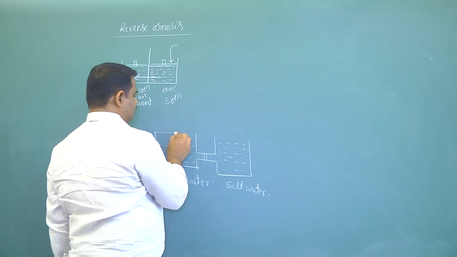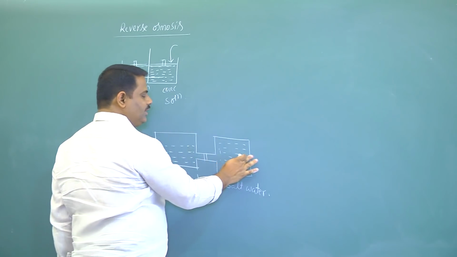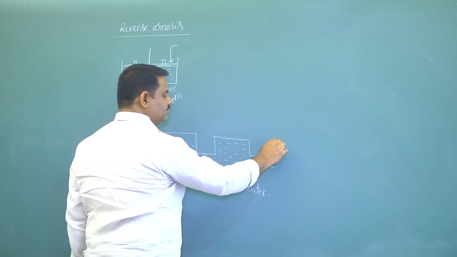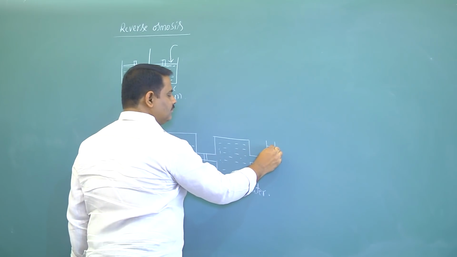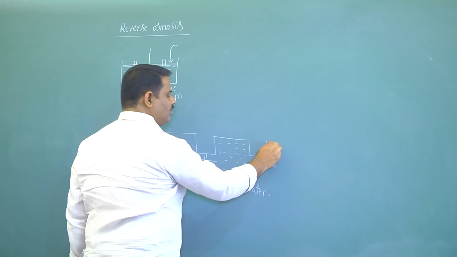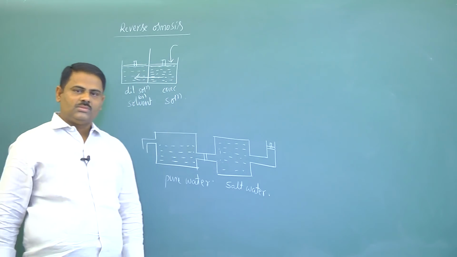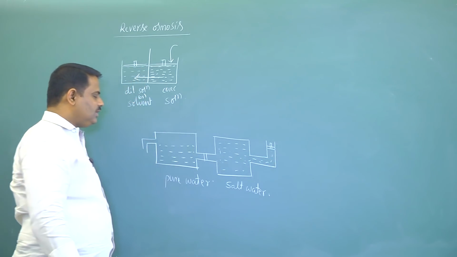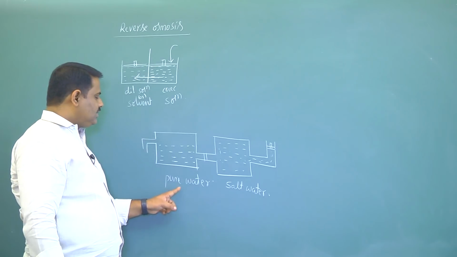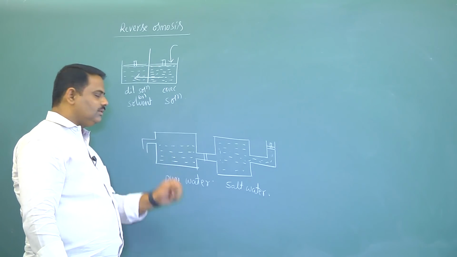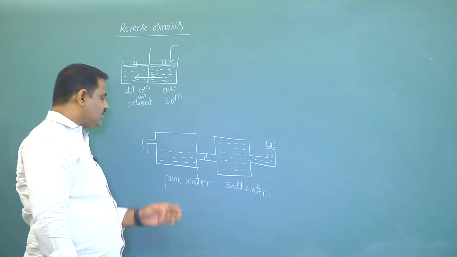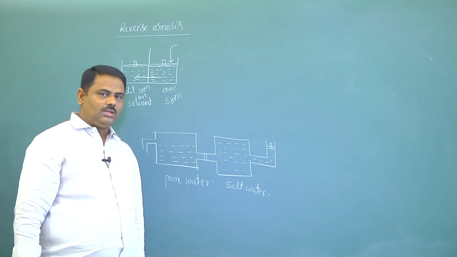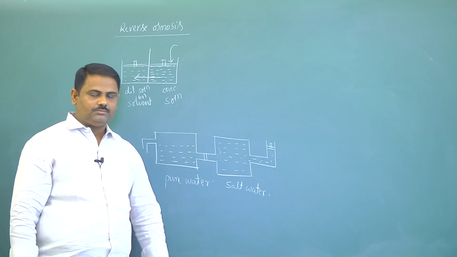And from here, this is connected to a system which is having a movable piston. Now see this carefully. This is pure water which acts as dilute solution, or you can say pure solvent, and this container contains salt water. This is like concentrated solution.